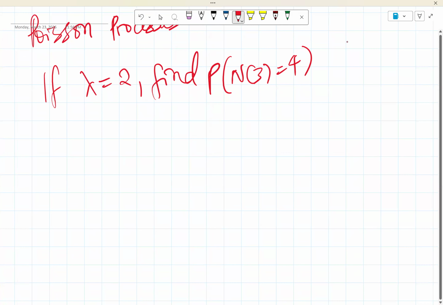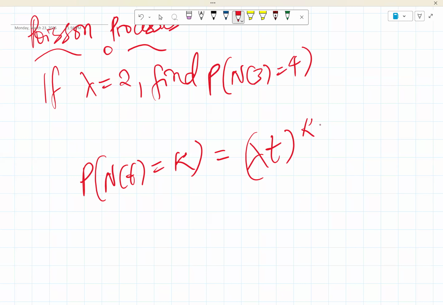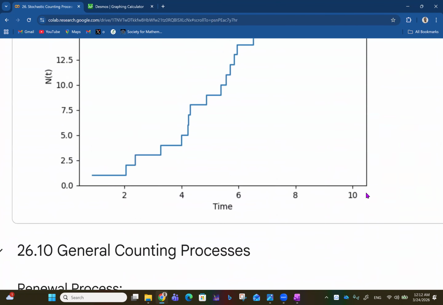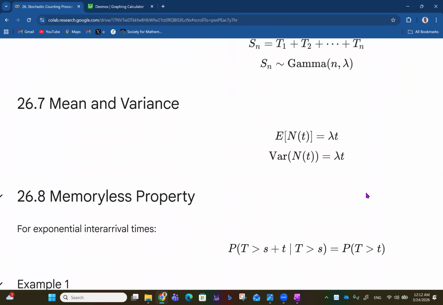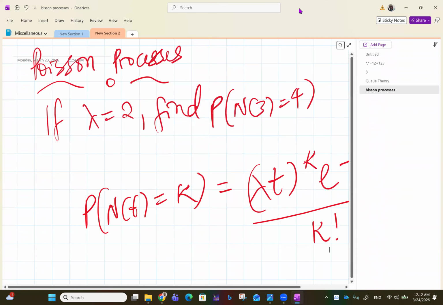Okay, so here we have that, generally speaking, the probability that N of t equals k is equal to (lambda t) raised to power k, e raised to power minus lambda t, all over k factorial. That's the Poisson formula we have there. Let me confirm that and be very sure. Yes, right here, lambda t. Good, so we are good to go.